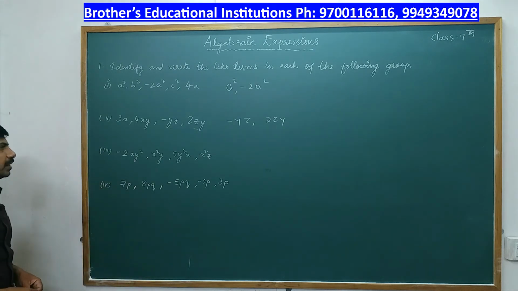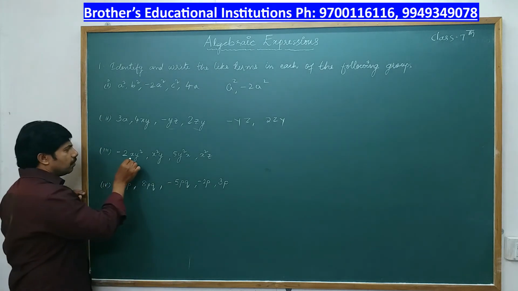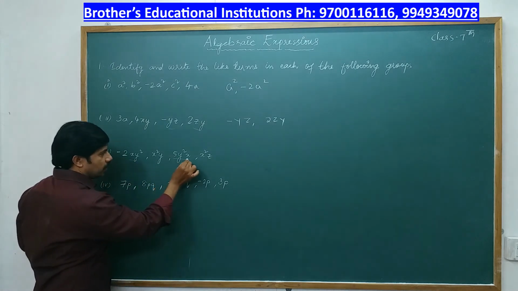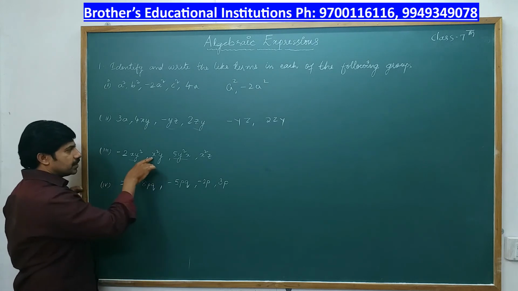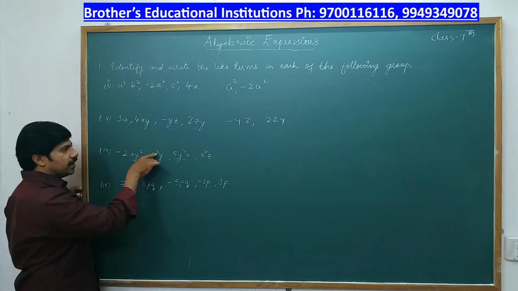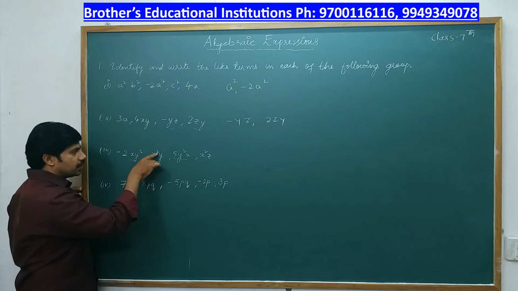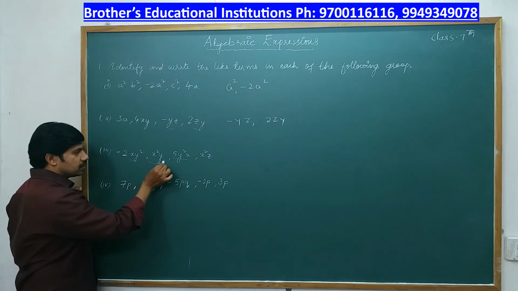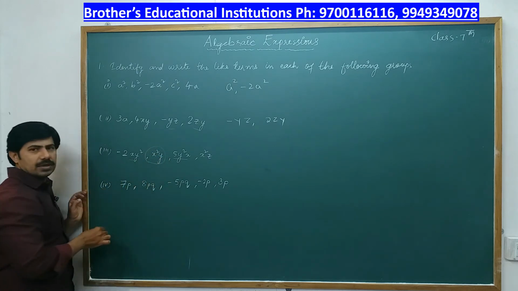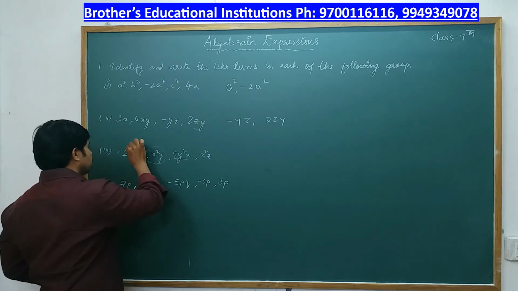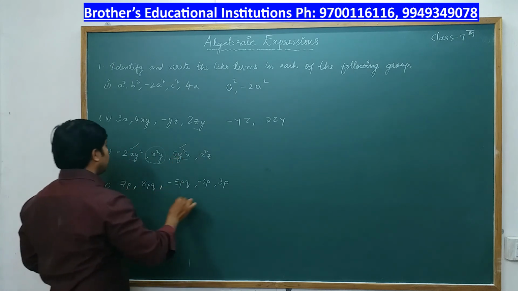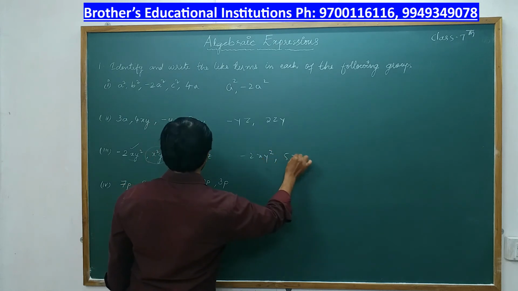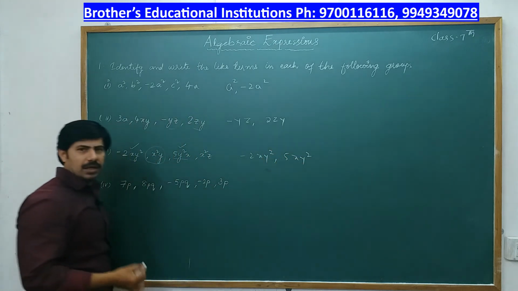Then the next one. Now here we have minus 2xy square. Is there any other xy square term? Yes, we have 5xy square. These two are like terms. See, this is x square y, this is xy square. The degree changes here: power 2 is for x, but here power 2 is for y. It is differing, so this will become an unlike term when you compare with this. So what are the like terms? Minus 2xy square and 5xy square are the like terms.